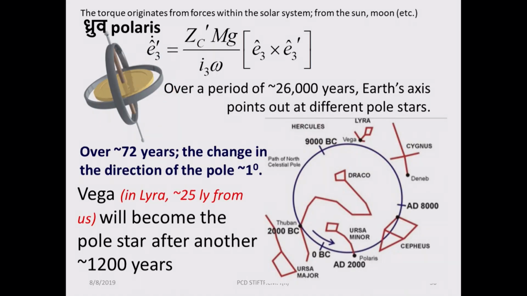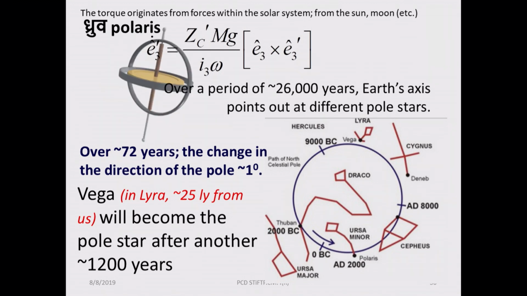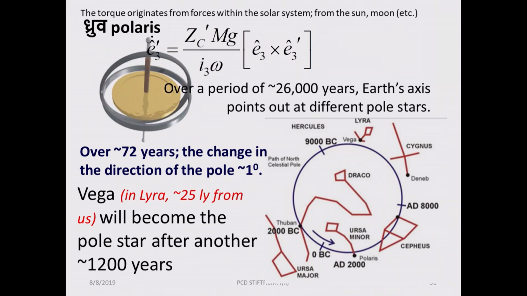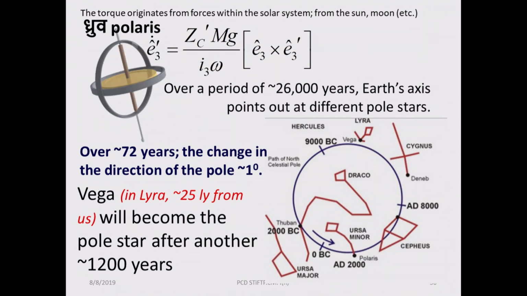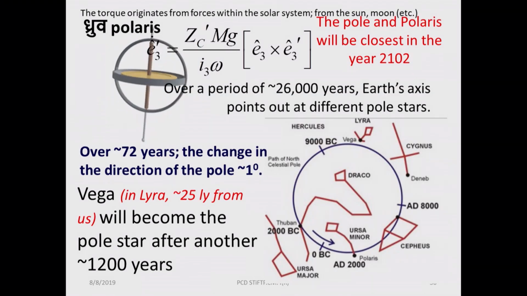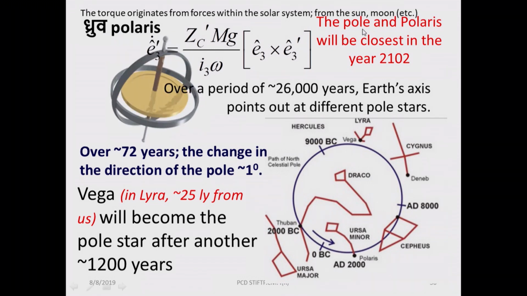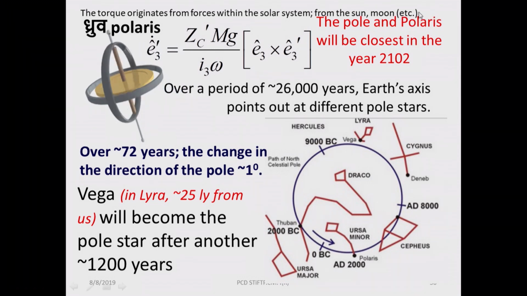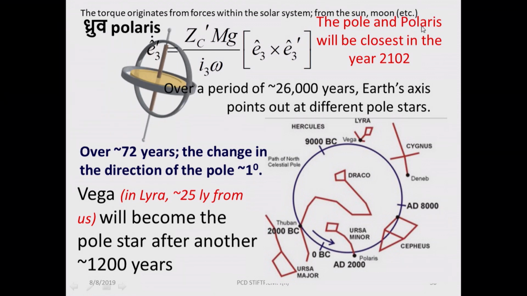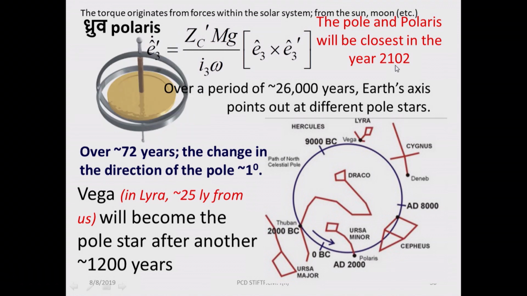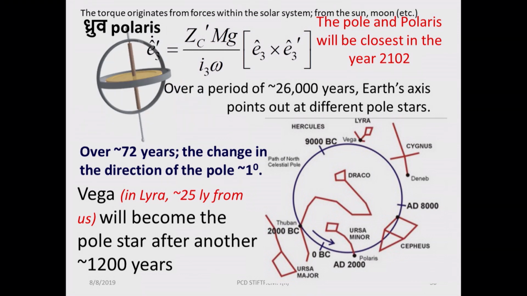But what is very important is to recognize that the Earth's axis of rotation is not always pointing toward the pole star. Even over a human lifetime, it changes by 1 degree, and over a few generations by several, right? And over thousands of years, you see a different part of the sky altogether, okay? So, in fact, the pole and the pole star, which is actually a binary star, will be closest to each other in 2102, okay?